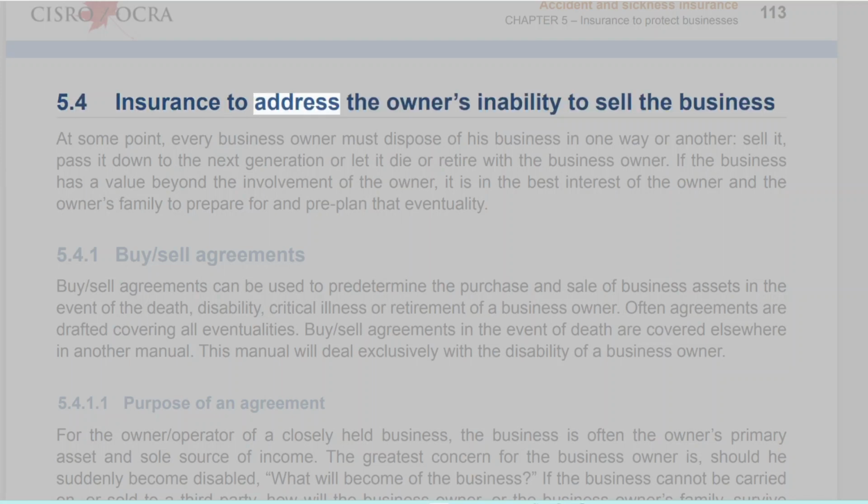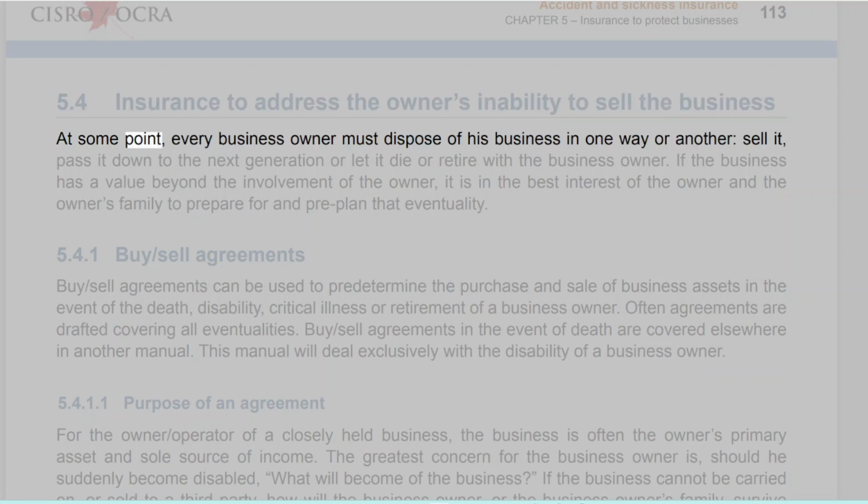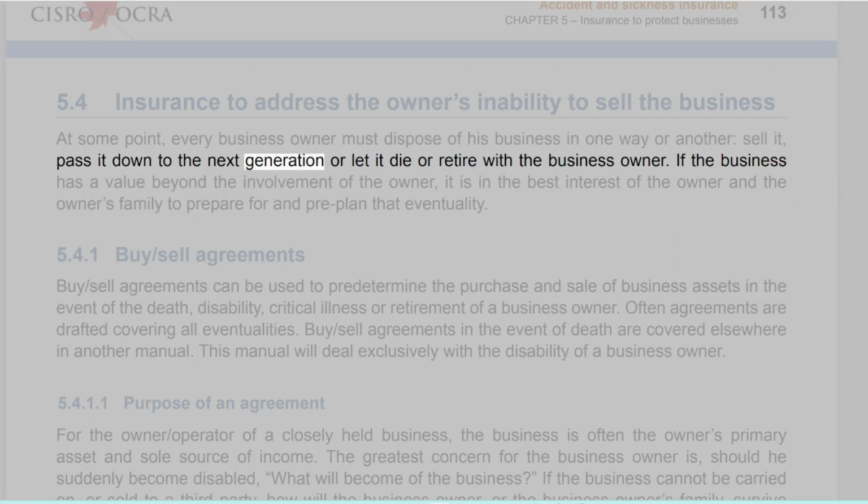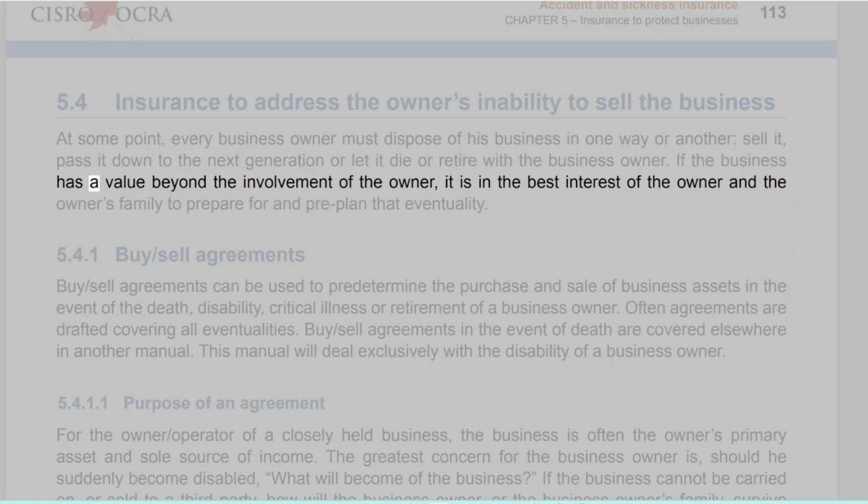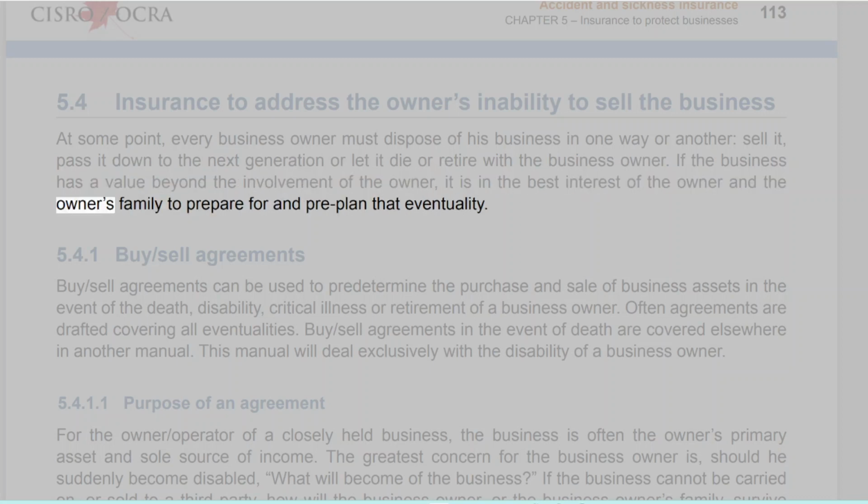5.4 Insurance to address the owner's inability to sell the business. At some point, every business owner must dispose of his business in one way or another, sell it, pass it down to the next generation, or let it die or retire with the business owner. If the business has a value beyond the involvement of the owner, it is in the best interest of the owner and the owner's family to prepare for and pre-plan that eventuality.